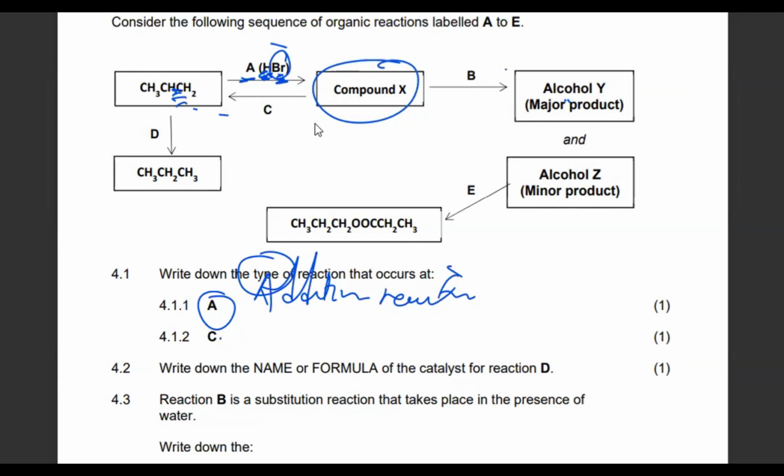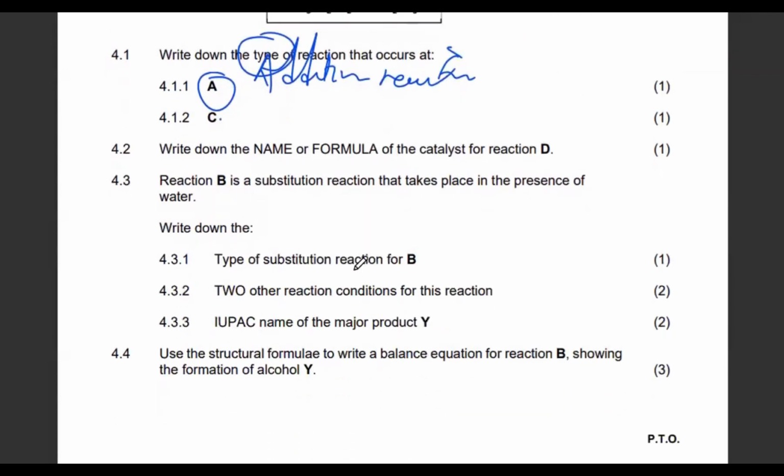Then C, the one which goes back. Since we are removing this and going back to the double bond here, we are removing a hydrogen and a bromide. Therefore, we shall say that the reaction is elimination, or dehydrohalogenation, or dehydrobromination. You are removing the bromine, so it is just the reverse of this reaction. So elimination, dehydrohalogenation, or dehydrobromination, all those are correct answers.